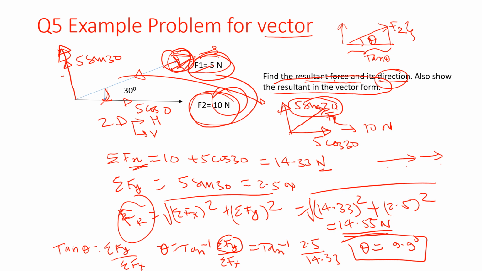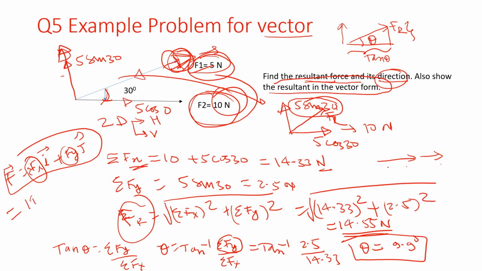And also the resultant in vector form. Vector form is Fx i plus Fy j. That is what you need to write. We already know summation of Fx and summation of Fy, so it is 14.33 i plus 2.5 j. So this is in vector form.